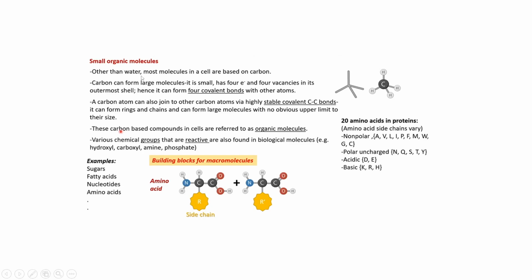Yeah, so after the elements, we talk about the small organic molecules. When we talk about organic molecules, they contain the carbon atom: carbon, hydrogen, and oxygen. So if the molecule contains a carbon atom, it is an organic compound. Organic molecules constitute the major part of the cell, as we discussed.